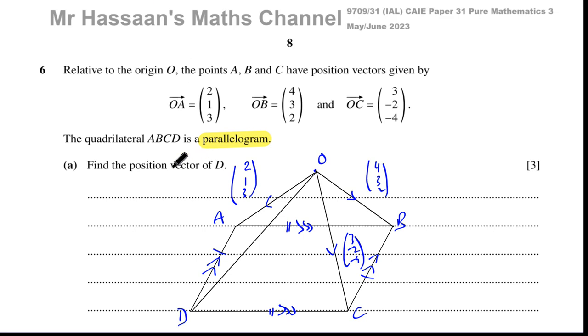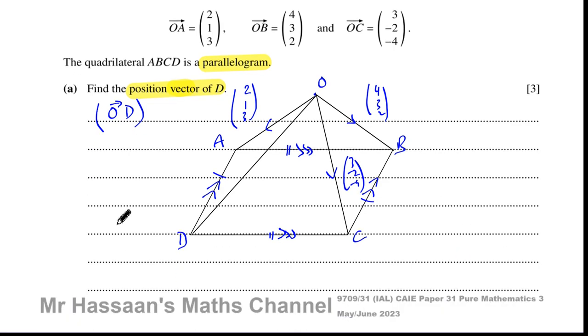When it says the position vector of D, what it means is the vector from O to D. That's what the position vector of D means. So we want to find the vector that takes us from O to D. Now we know the vector from O to A, and if I add to it the vector AD, I'll get the answer.